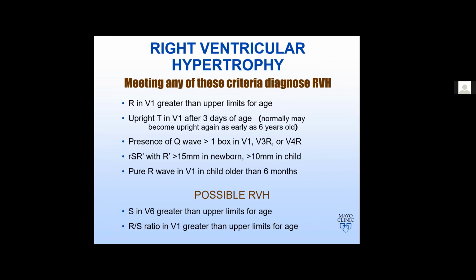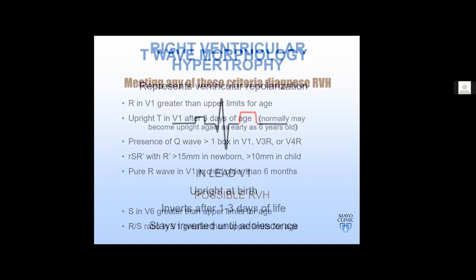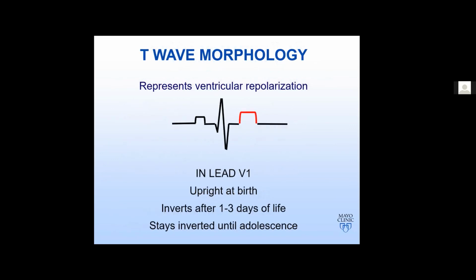So if you didn't get a chance to write them all down, you can always go back and review those. Where the ECG is pretty good for RVH, it may not be quite as good for LVH. But to emphasize this point, the T wave in lead V1 is upright at birth, inverts after 1 to 3 days of life, and stays inverted until adolescence typically. So if you see that upright T wave, you should think of different pathology.